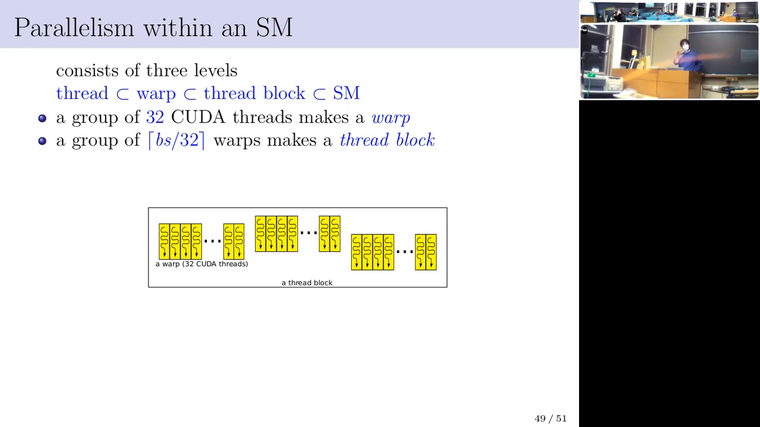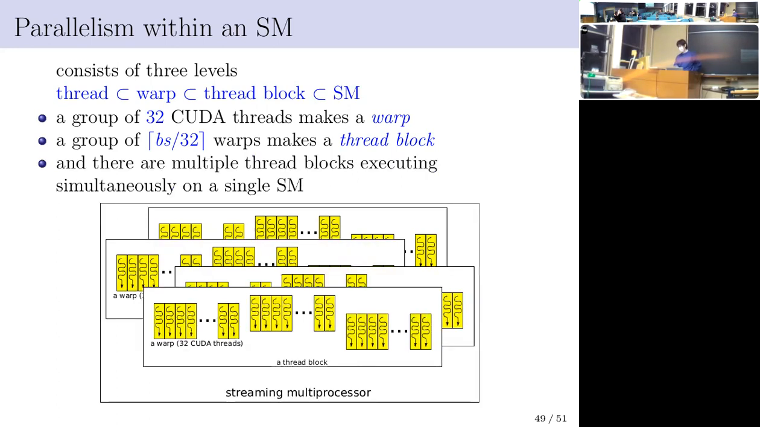So what is the significance of this warp? I'll come to this shortly, but for now, just take my word. And there are multiple thread blocks executing simultaneously on a single streaming multiprocessor, which is illustrated like this in the entire figure.